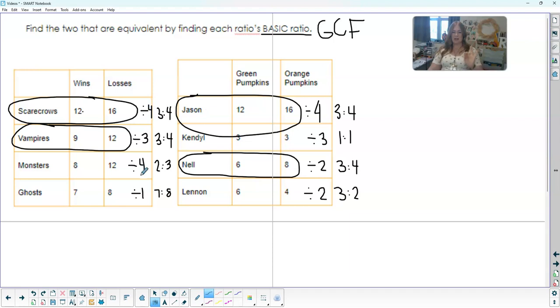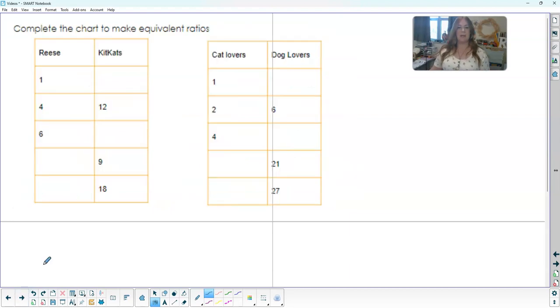So every time we're finding their factor, dividing it to see who's the same. So I expect to see what was your factor, what's your simplest ratio, your basic ratio. Okay, let's try making these equivalent ratio charts. So we always want to come and find, what do we know?